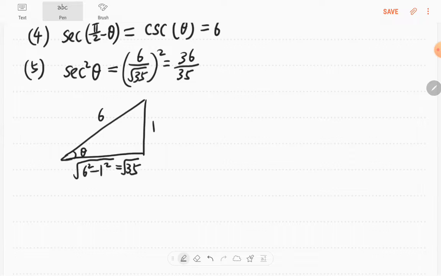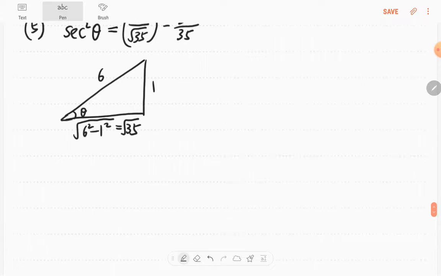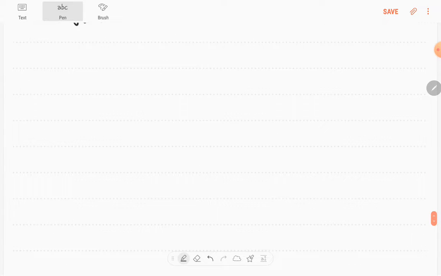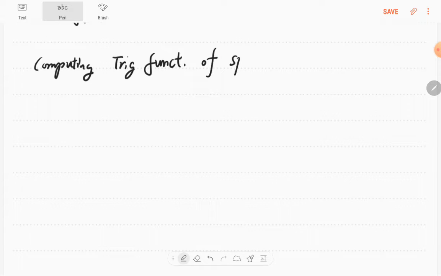So now we want to calculate the trig function values for some special angles. Computing the trig functions of special acute angles.